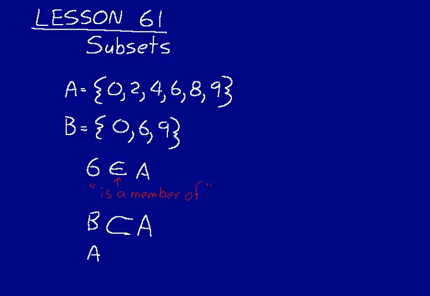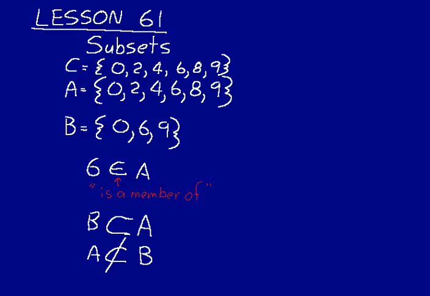This is not a true statement, though. A is not a subset of B because all the members of A are not members of B as well. So we put a slash through this to say not. A is not a subset of B.